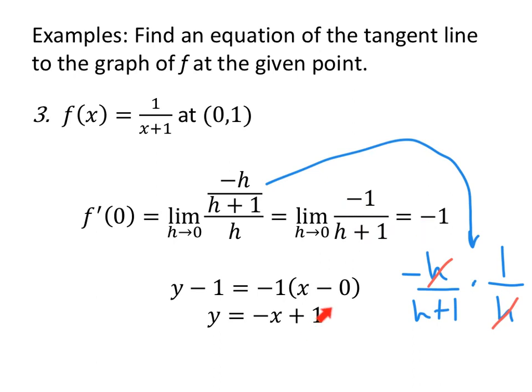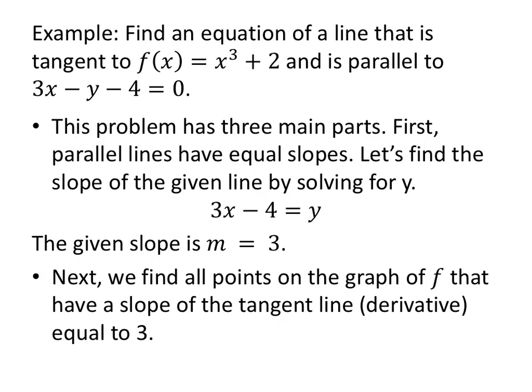I love it when we have zeros involved. y minus 1 equals the slope, negative 1, times x minus 0. Negative x plus 0. Add 1 to both sides to get the y by itself, and I'll have an equation y equals negative x plus 1 as the equation of my tangent line. Alright.